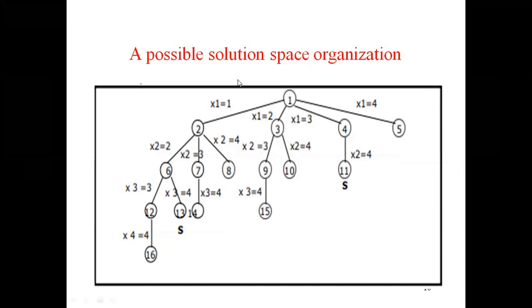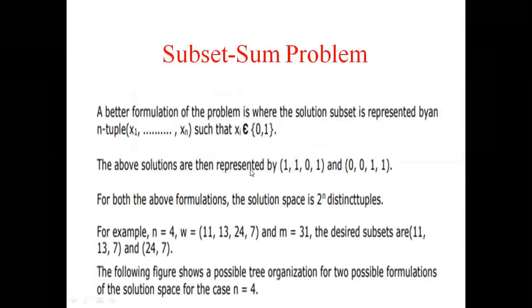So there are 4 nodes. Here consider the first element, second element, third element, fourth element. Suppose when you consider one of the solution spaces, x1 equal to 1, x2 equal to 2, and x3 equal to 4. That means 1, 2, and 4 is considered. That is 31, at the 13th node you got the solution. As already discussed, 11, 13, and 7 come under 1, 2, and 4.